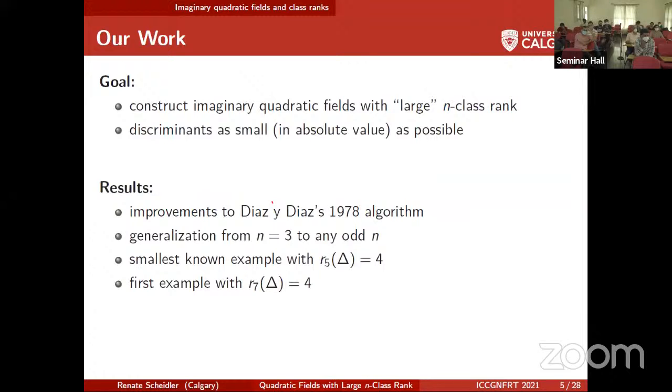There were examples of 5 rank 4 before, but they had larger discriminants. And we found the first examples of 7 class rank equal to 4. And we didn't just find a handful of them. I think we found something like 67 of them. So we found quite a few. Okay. And Mike Jacobson, as I said, first reported on this work in 2019.